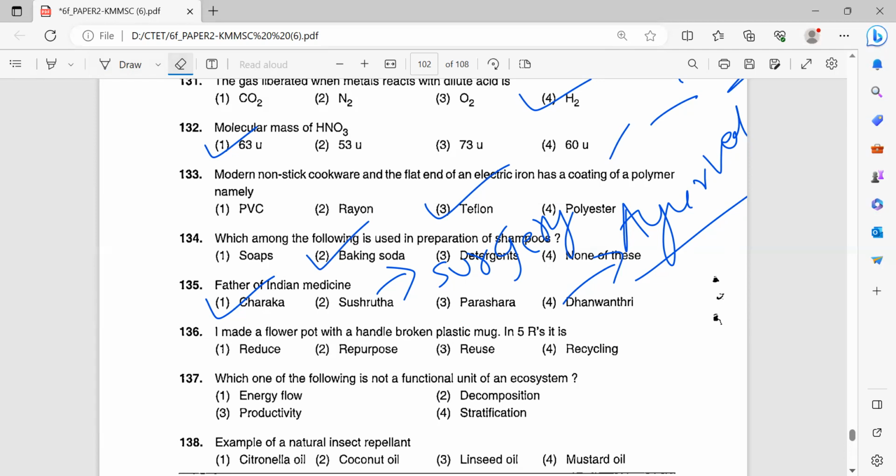Then 136th question. I made a flower pot with a handle broken plastic mug. So a handle broken plastic mug is there. So they repurposed it. Instead of drinking in it, they repurposed it. So option 2 is the right answer.